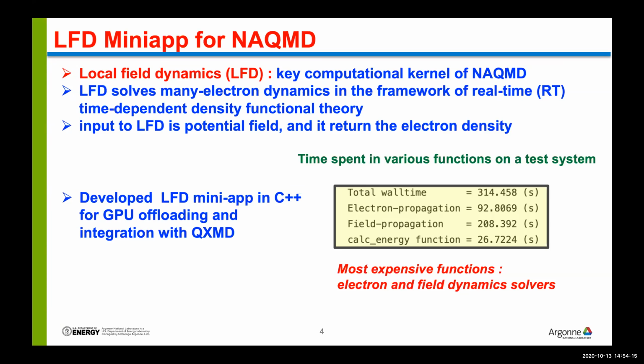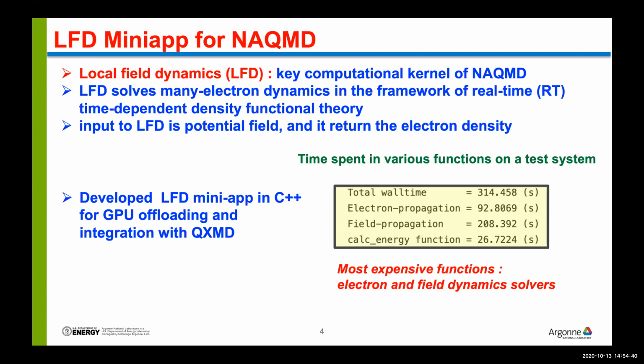Since QXMD is written in Fortran, for GPU offloading we have developed an LFD mini app in C++ and integrated it with the Fortran QXMD software, where this C++ mini app gets the potential field as input from QXMD, computes electron density, and returns this electron density back to the QXMD function.